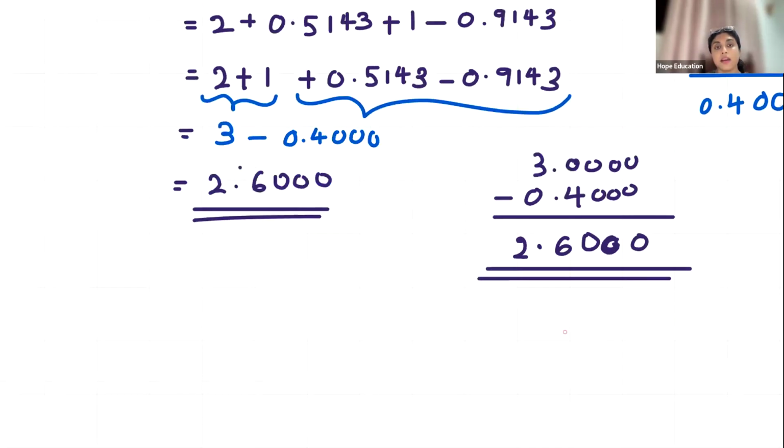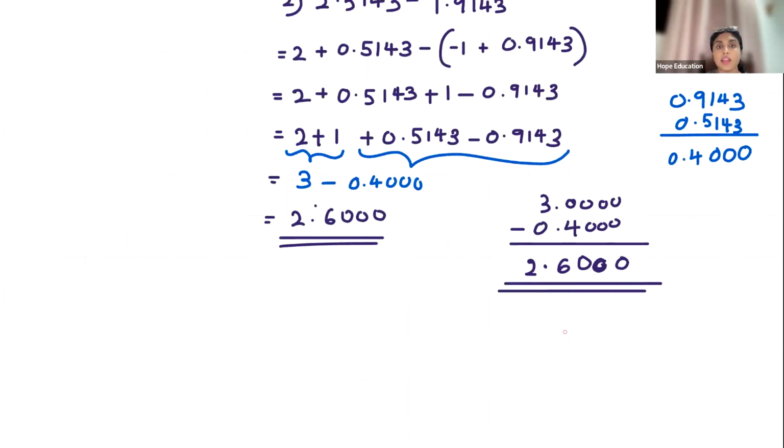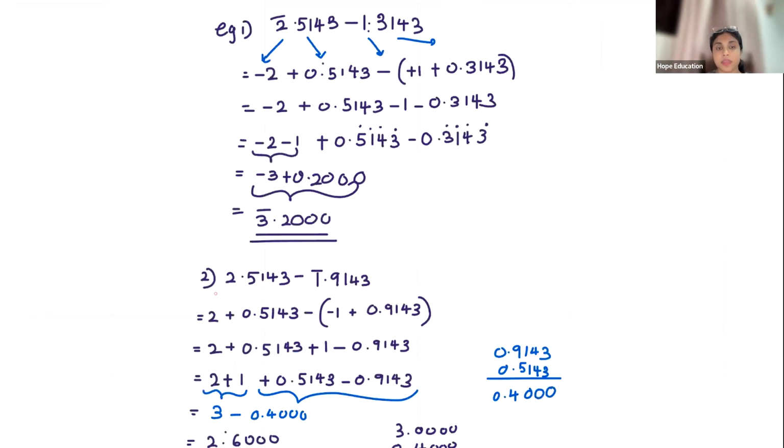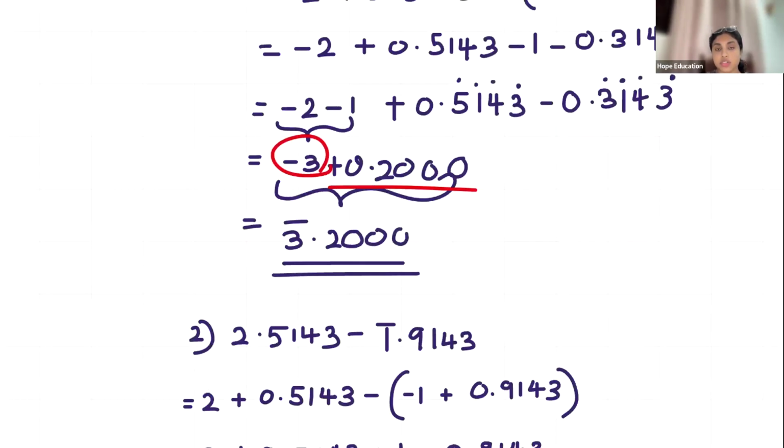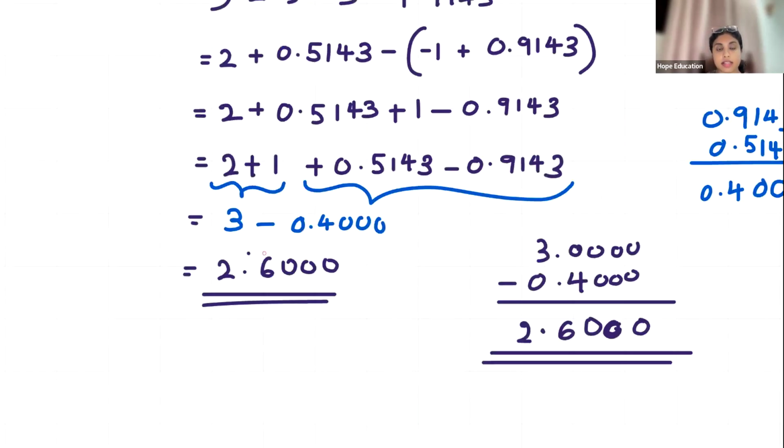Okay. Now, can you all write these two examples? මෙතන බලන්න characteristic එක minus, mantissa එක plus. So you just combine and write. Here the characteristic is plus, mantissa is minus, so you just subtract and write.